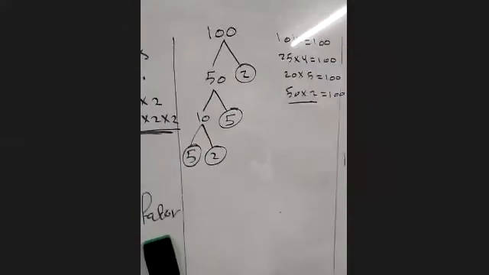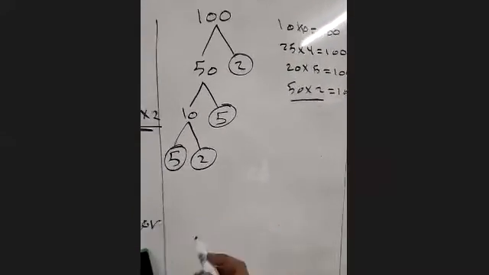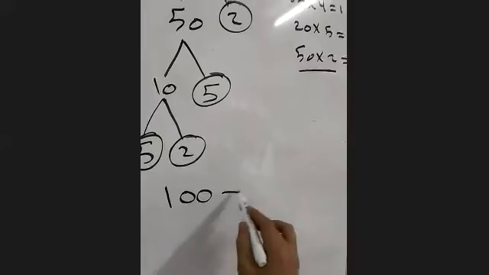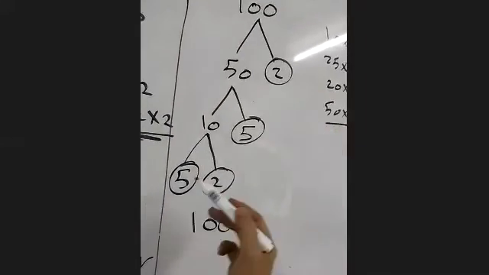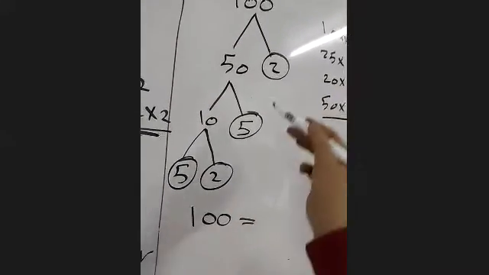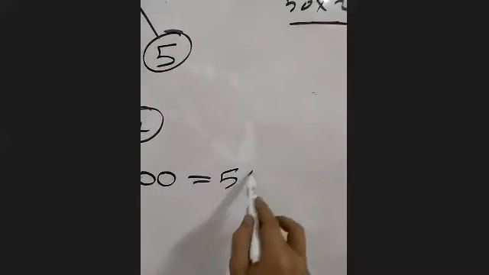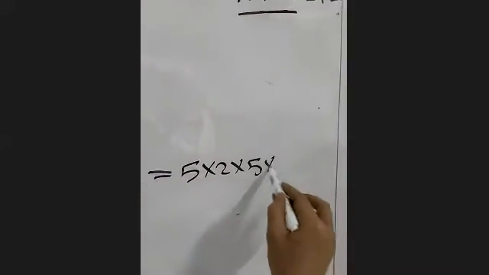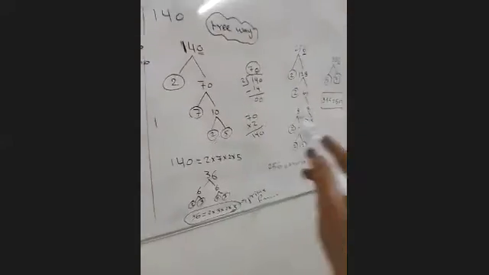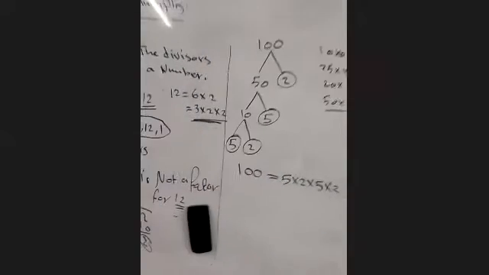Got it? Now how do we write the 100? Look, 100 equals the multiplication of the circled numbers only. The circled numbers: 5 by 2 by 5 by 2. Got it? This is what we did here. This is the only example? Yep.